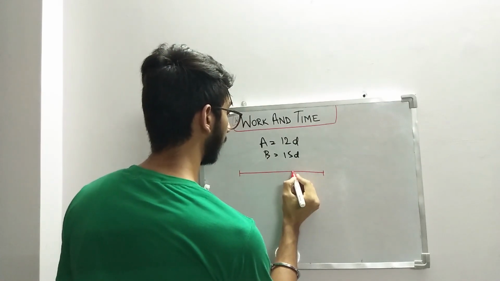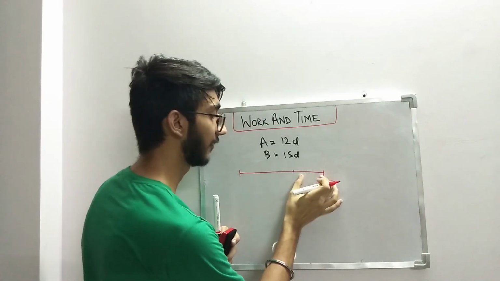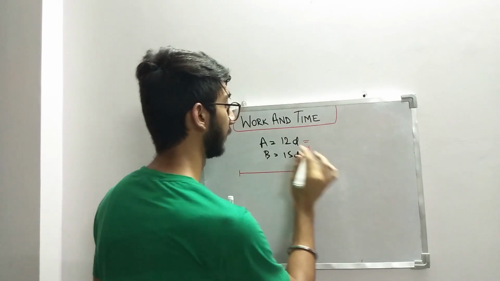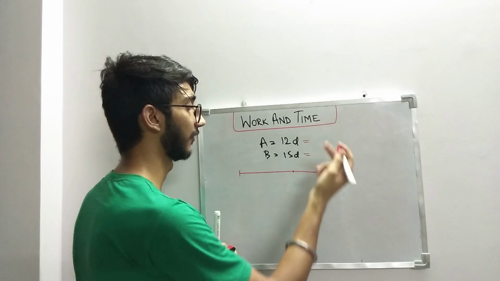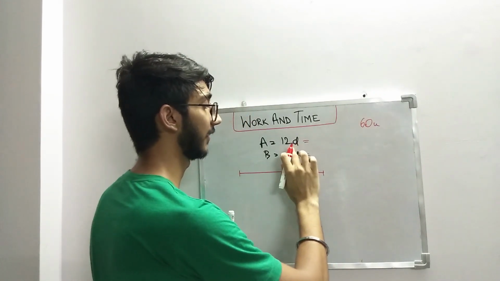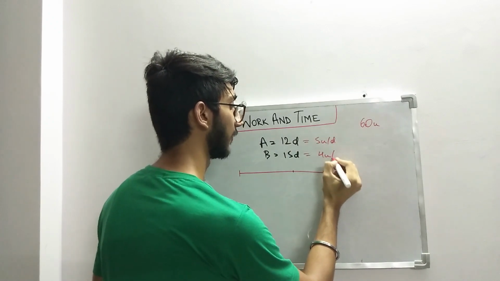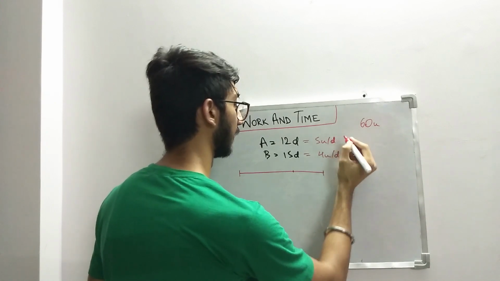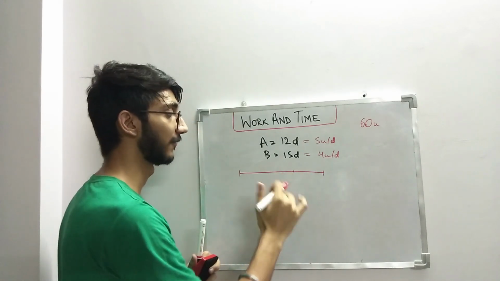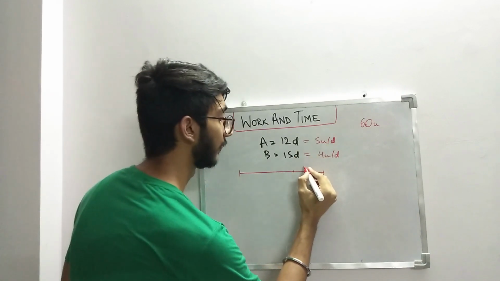So if we make a timeline, and this was the actual completion of work, Babar has left 2 days before it. So first of all, what I'll do is I'll take out the LCM of 15 and 12. So it will be 60. So I have total units as 60 units. So that means A does 5 units per day and B does 4 units per day. So that means B left 2 days before. That means A had to do 2 days of work alone. That means he did 10 units alone.